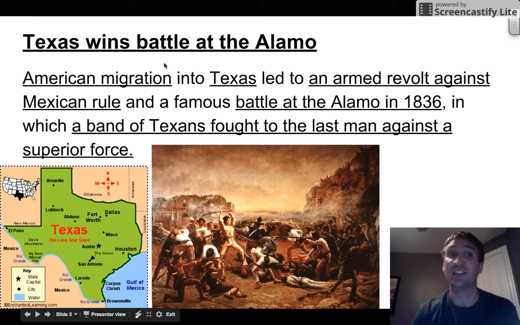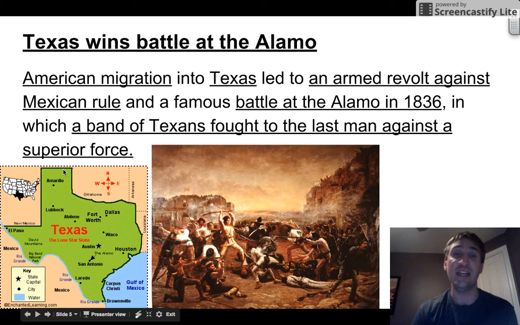Texas! Let's go to Texas. It wins a battle at the Alamo. American migration into Texas led to an armed revolt against Mexican rule and a famous battle at the Alamo in 1836, in which a band of Texans fought to the last man against a superior force.